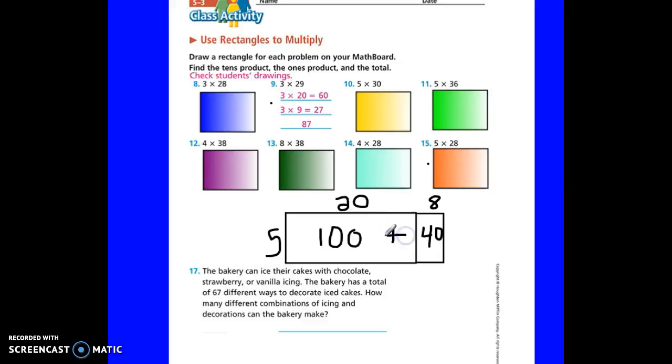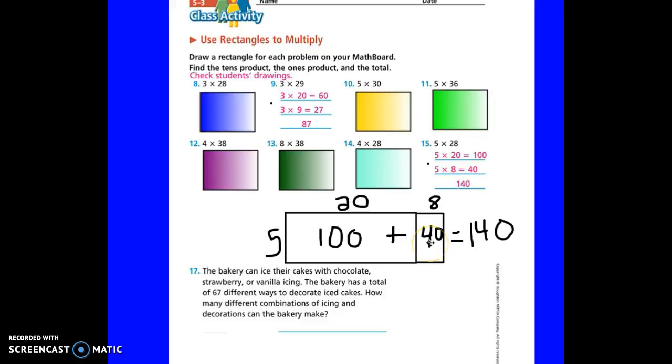So what would be the total of 100 plus 40? We get, what is the answer there? Got 140? We're correct. So the answer of 5 times 28 is 140. Let's go ahead and check that. 5 times 20 is 100. 5 times 8 is 40, for a total of 140.